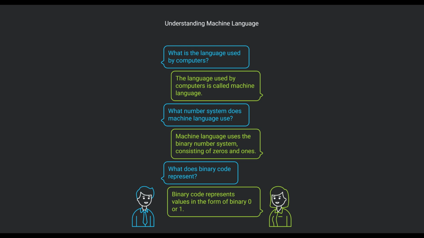So what is the language used by a computer? The language used by a computer is called machine language. What number system does machine language use? The binary number system, 0 or 1. What does binary code represent? The 0 and 1 form. So the computer only understands 0 and 1.